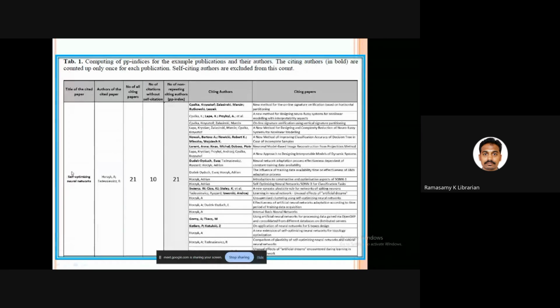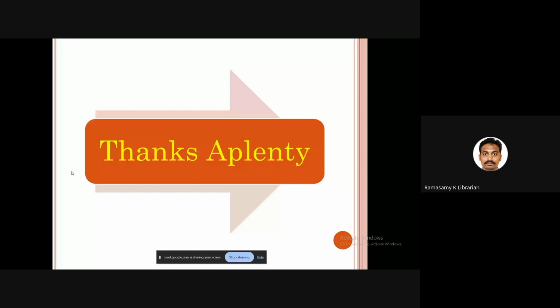That means this paper is known among 21 non-repeating researchers. So 21 is its publication popularity index. It is popular among these 21 authors who know about this particular paper, who cited this particular paper in their research papers. It's another kind of dimension. So, my dear friends, I want to give it as a conclusion.